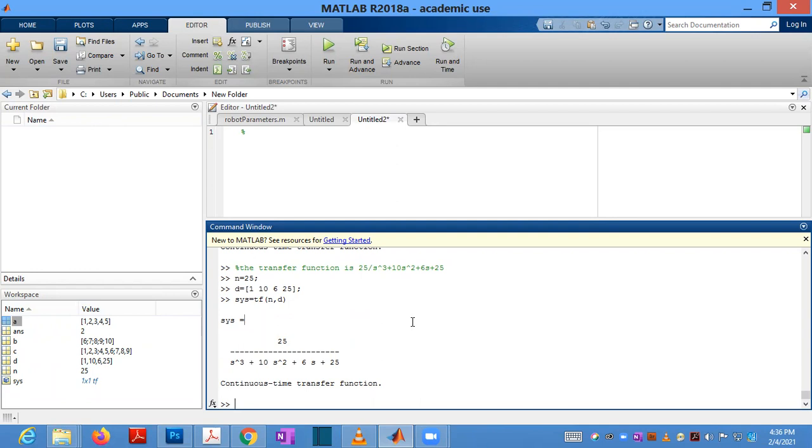Those who have not installed MATLAB can install it, and tomorrow you can come. Any doubt is there, you can directly ask. In the theory part also you study it, and those things we are doing in next to next week. So we will thoroughly study those things. Any doubt is there, you can ask me.